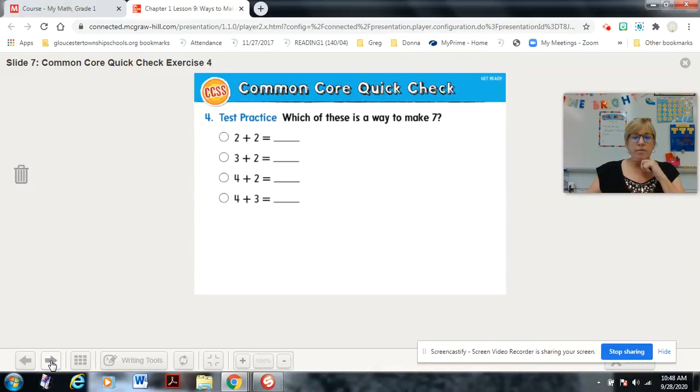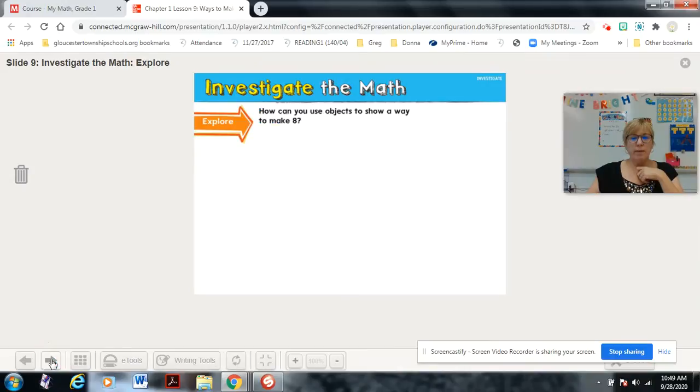All right, same thing. Use your counters. Figure out a way to make 7. Try these, see which one it is, and figure out which is your answer. Okay, there you go. Good job. It's just practice, boys and girls, practice doing math.